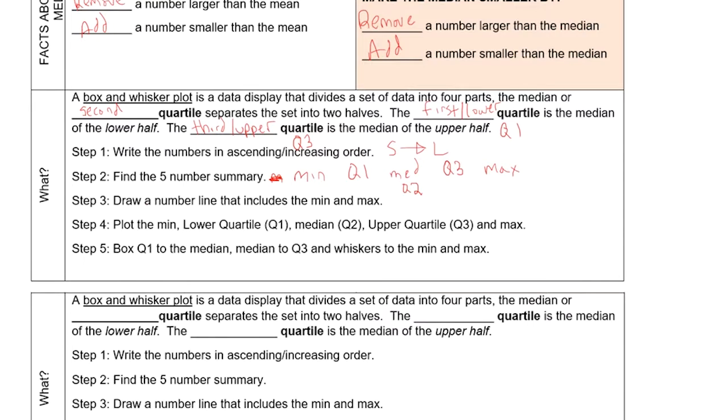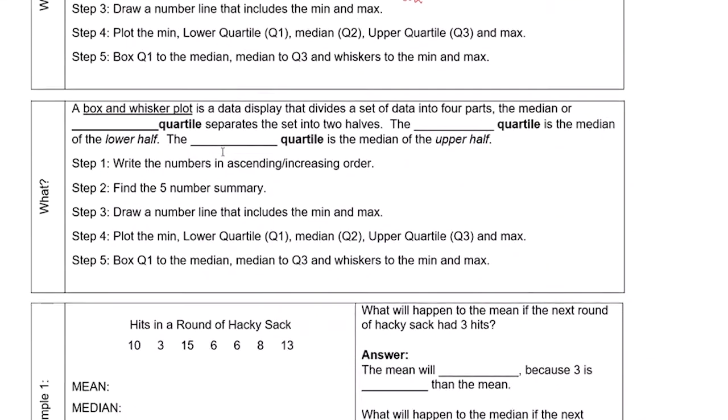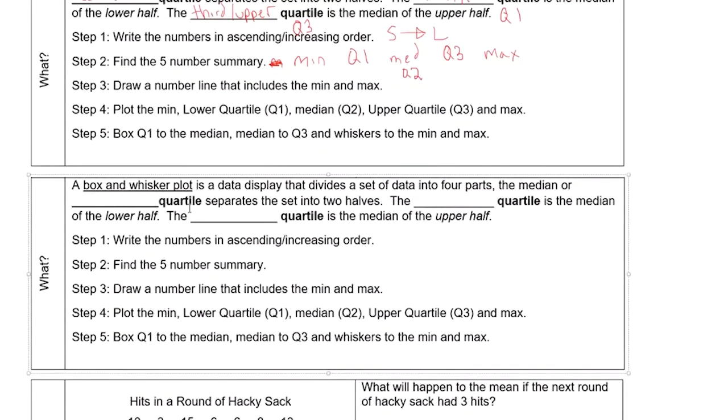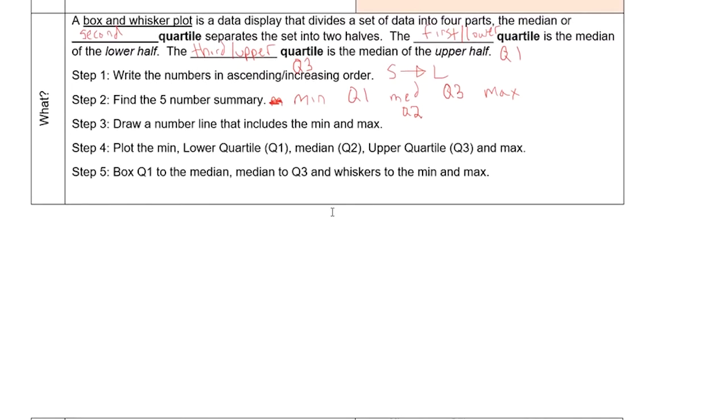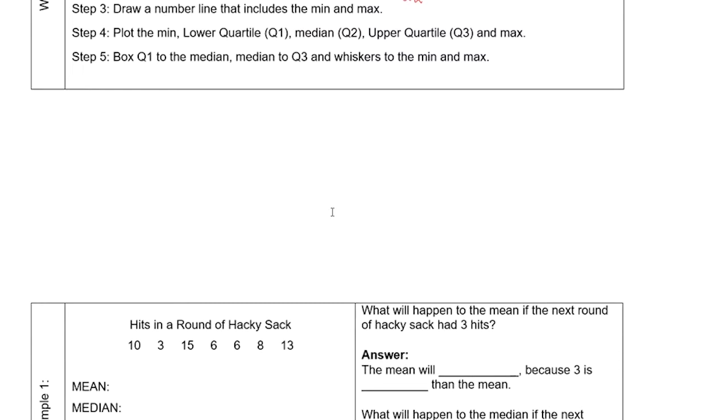Then we're going to draw a number line that includes the min and the max. We're going to plot our minimum, our lower quartile, our median, our upper quartile, and our max. And then we're going to draw a box from Q1 to Q3, and our whiskers are going to be our min and our max. Okay, so that is what we do for that. So you guys are going to complete that part using Canvas, both Canvas 2 and Canvas 4.